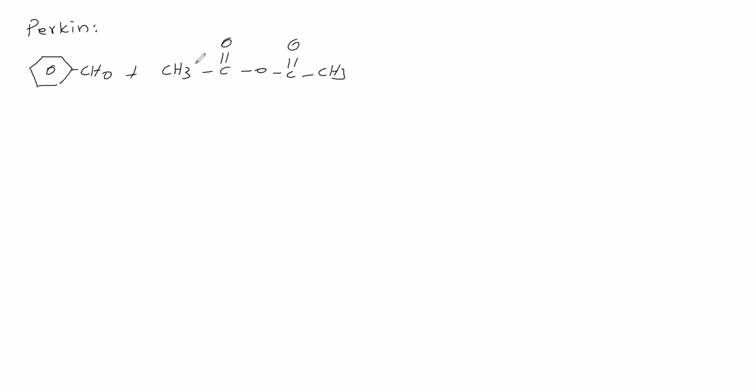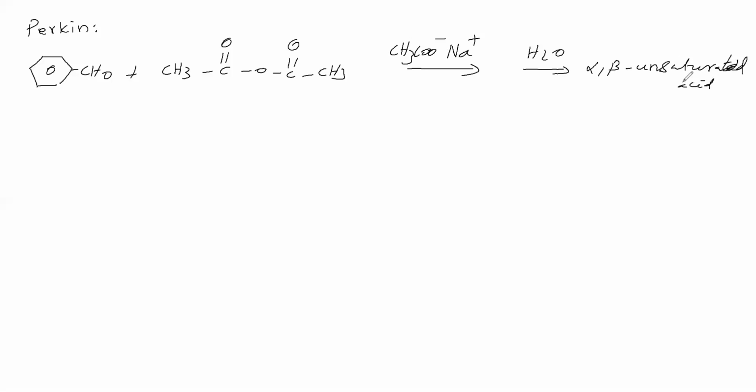Next we have to treat this with the sodium salt or potassium salt of the same aliphatic acid. The aliphatic acid is acetic acid. That aliphatic acid in the form of sodium salt or potassium salt we have to take. Then the obtained compound is taken for hydrolysis. We are getting the compound called alpha beta unsaturated acid.